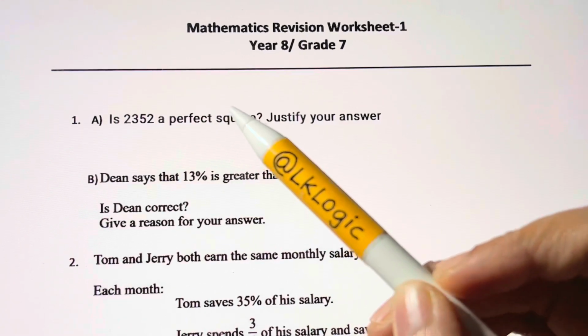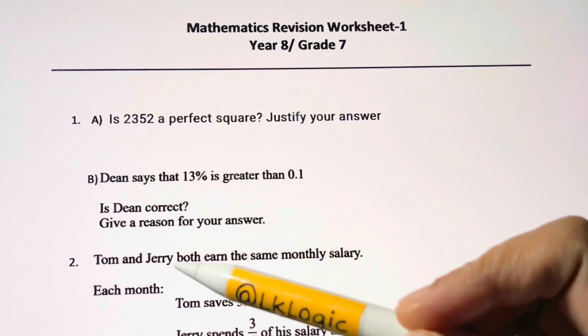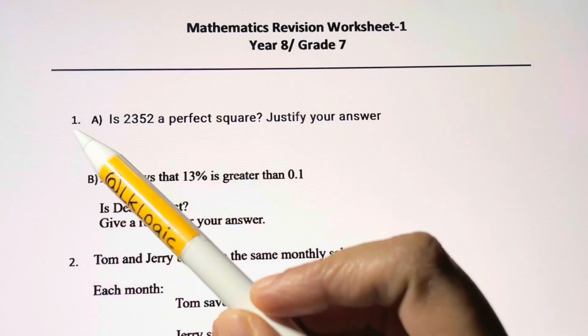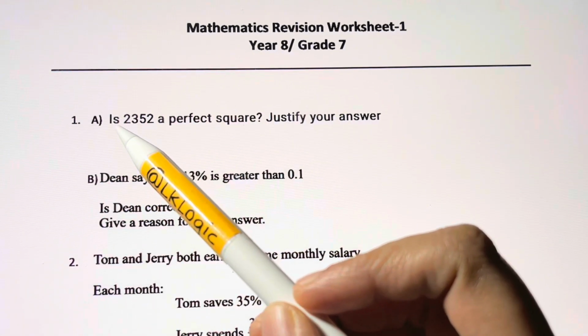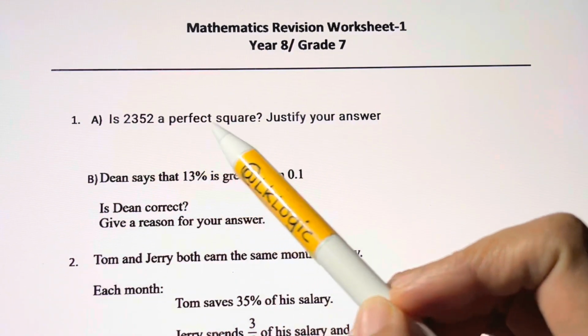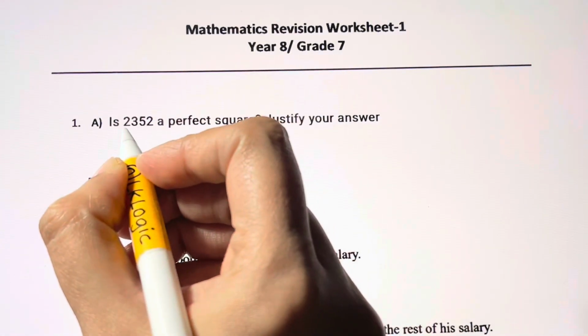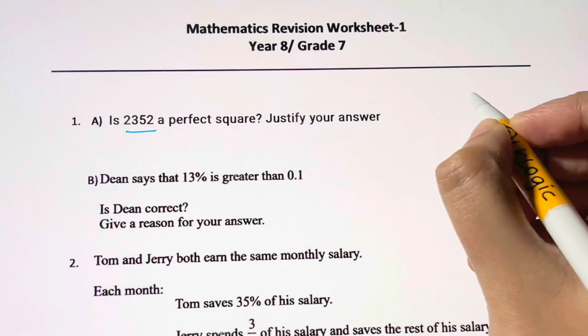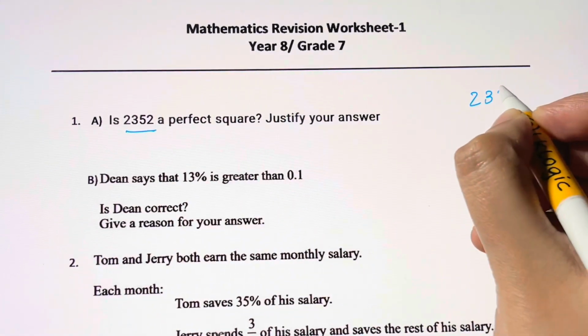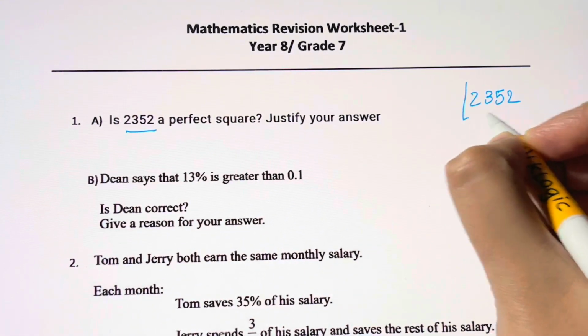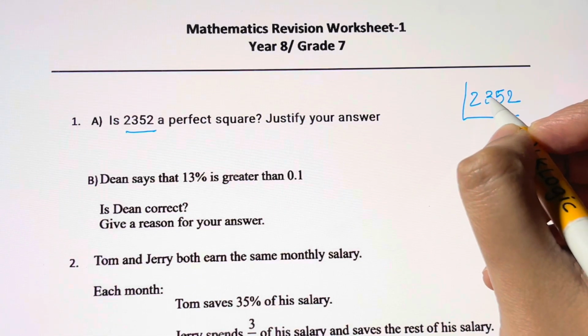Hi guys, in this video we're going to solve some interesting math problems. So here we have question number 1 a bit, which says is 2352 a perfect square? Justify your answer. So first of all we'll find out the prime factors of 2352. So we'll write down 2352 and using the long division we're going to solve for the prime factors.